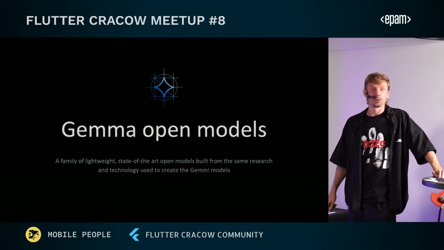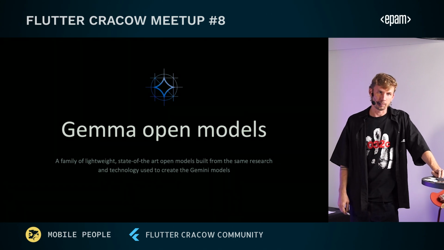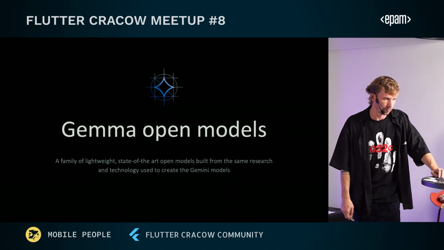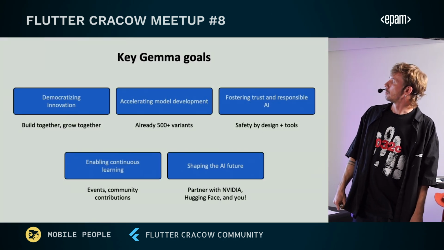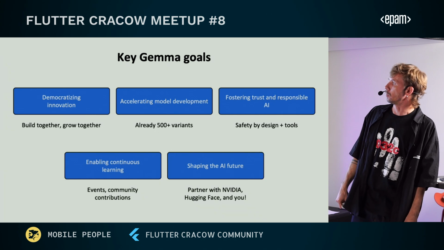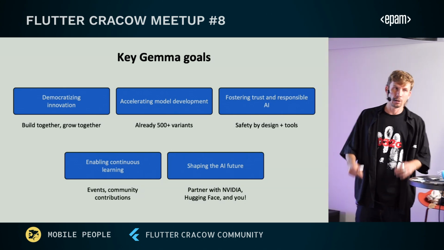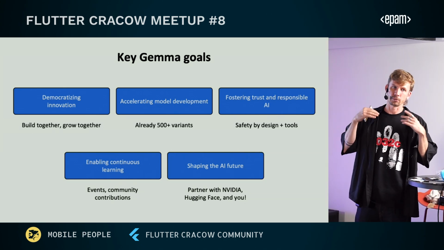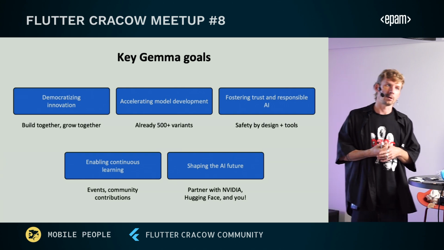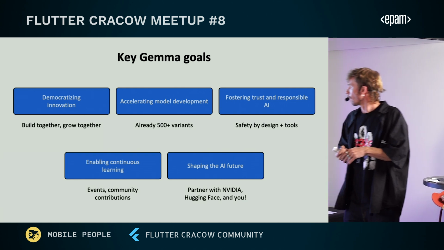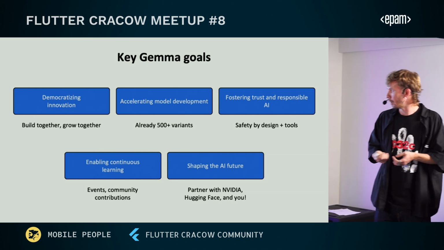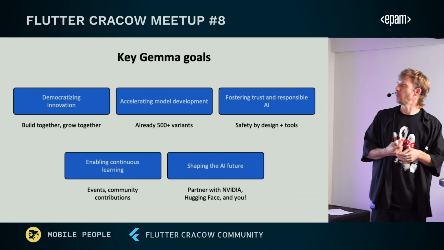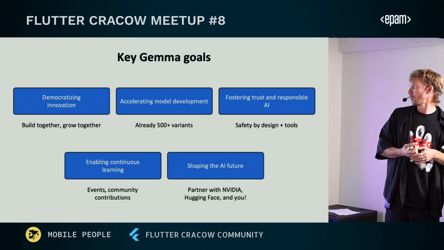So Gemma is also not as powerful as Gemini, but it can be your own model and you can play with it. There is a slide that I stole from Google, the key Gemma goals. There are a lot of different variants of Gemma already created, and you can create your own and publish it. There is safety by design and responsibility by design, and a big community.